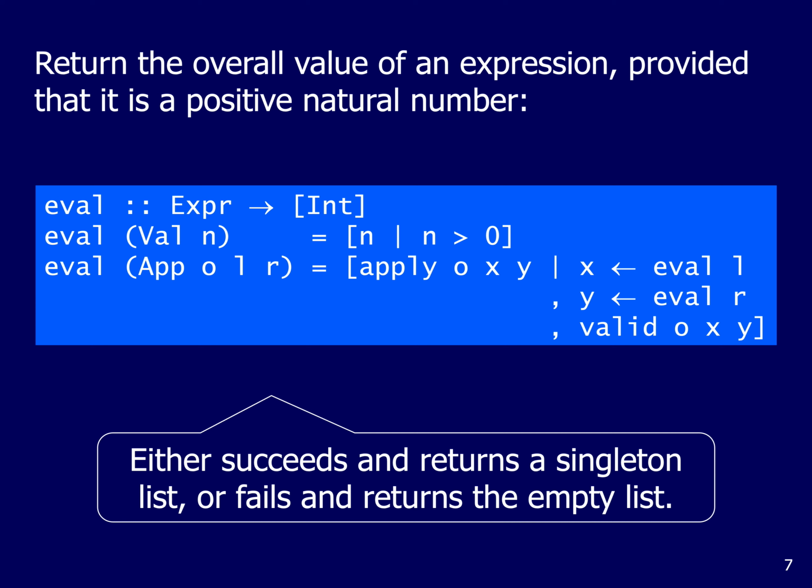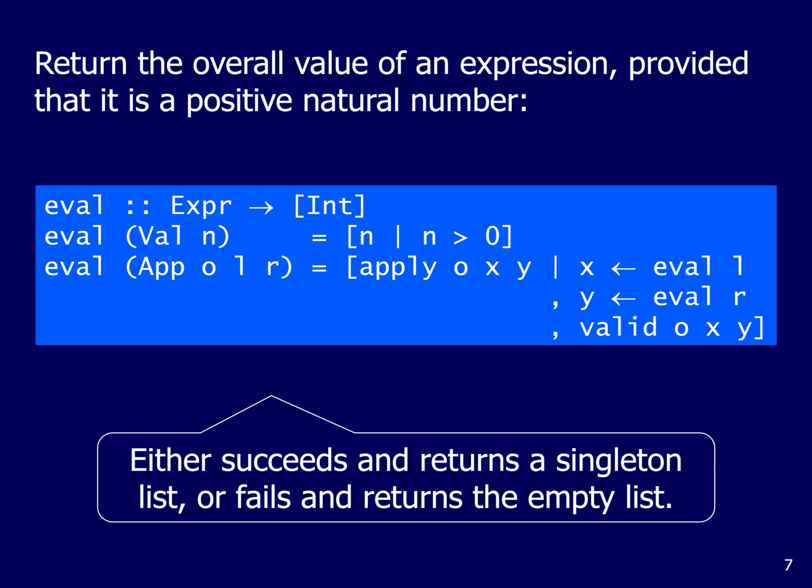So an expression has two ways that it can be formed. It can either be a value, which has an integer parameter, or it can be the application of an operator to two sub-expressions. So we're going to use pattern matching here to define the function, and of course it's going to end up being a recursive function. So let's look at the base case for the definition.